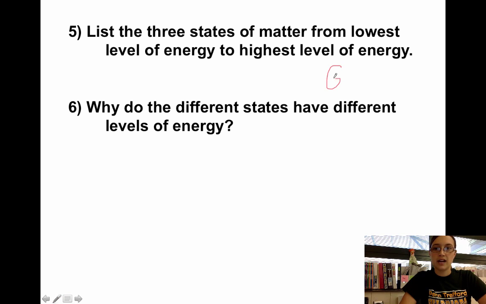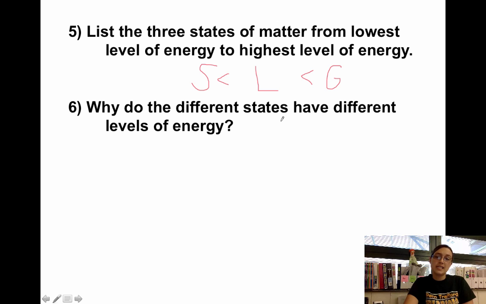Okay, so gases are going to have the highest because, and this is going to kind of answer number 6, gases have the highest level of energy because they move around the most. They bounce off of each other the most. So then solids are going to have the least energy, okay, because they don't really move at all. So it's all about movement. And then liquids in the middle. Okay, so different states of matter have different energy because they're moving different amounts.